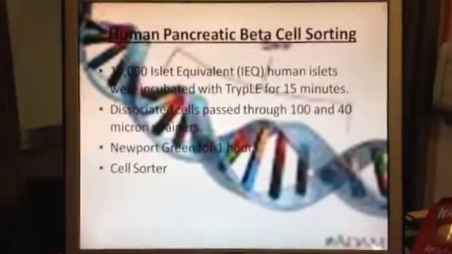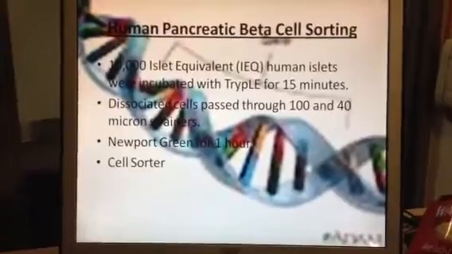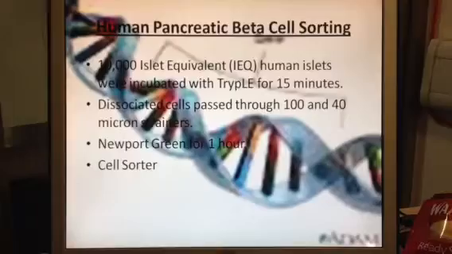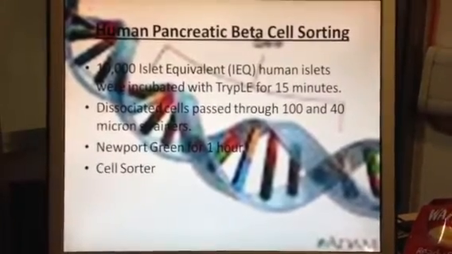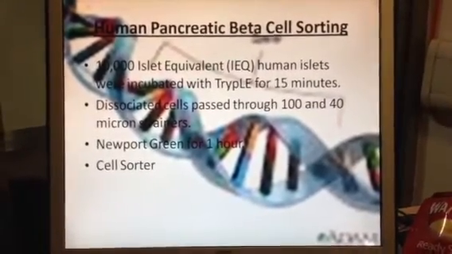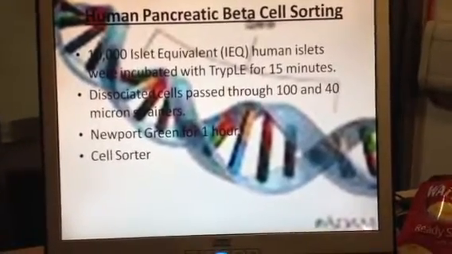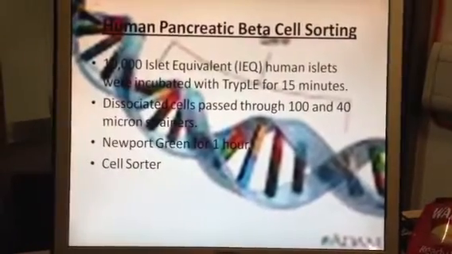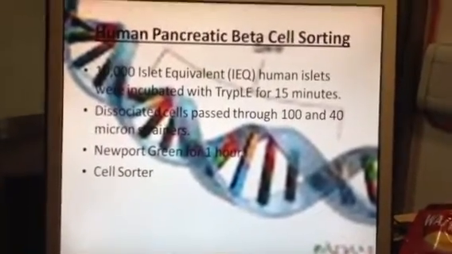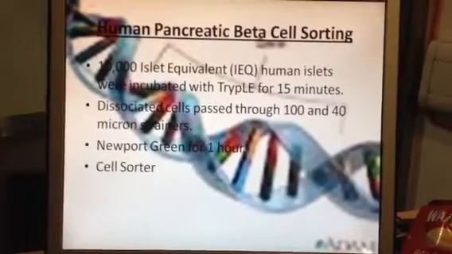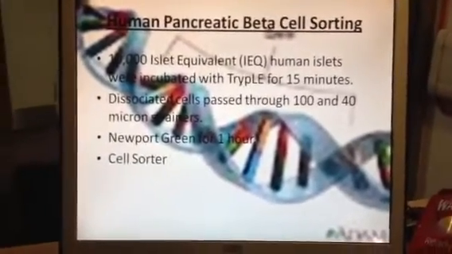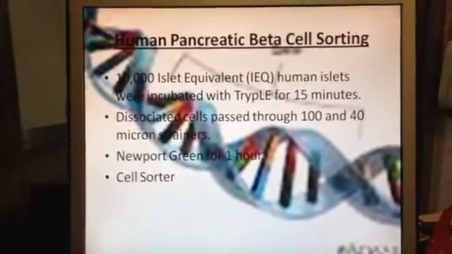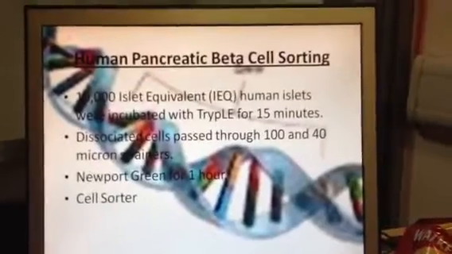Human pancreatic beta cell sorting. 10,000 islet equivalent human islets were incubated with TrypLE for 15 minutes. TrypLE is used to dissociate the islet cell clusters from each other, so individualized cells are the result. These dissociated cells will then pass through 140 micron strainers. They're like the sieve you find in your kitchen.